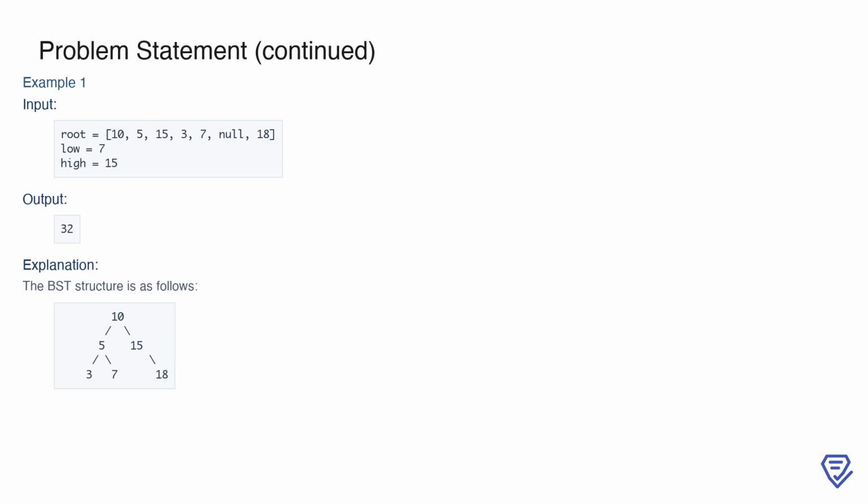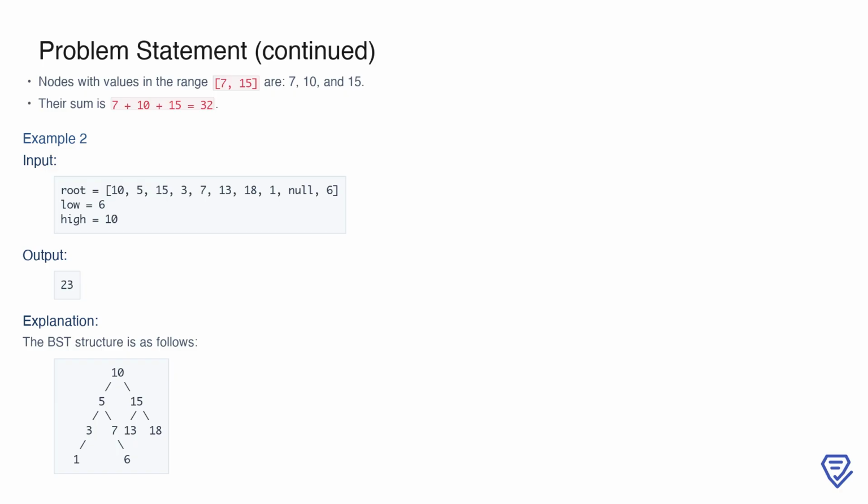Using the tree structure, we can identify which nodes to include in the sum by directly comparing each node's value with the range limits. In this first example, the nodes that fall within the range 7 to 15 are 7, 10, and 15. These values are all between 7 and 15, inclusive. Adding these together gives us 7 plus 10 plus 15, which equals 32. As you can see, the structure of the BST helps us quickly identify nodes that meet the criteria without needing to check every single node. This is one of the advantages of working with binary search trees.